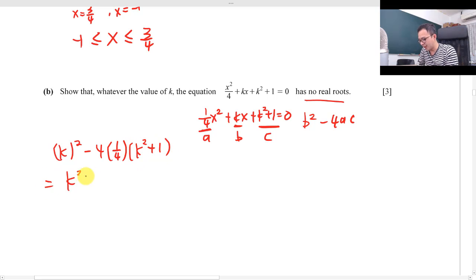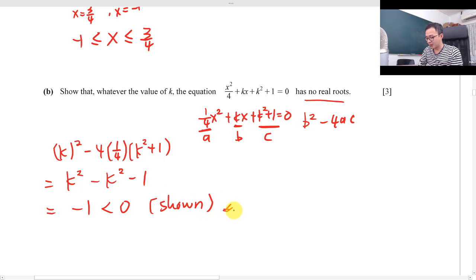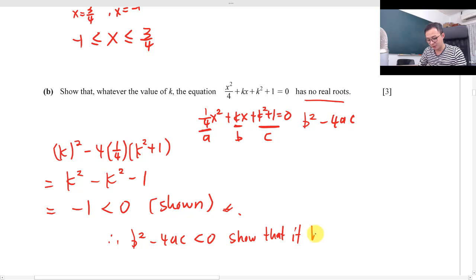So this one equals k squared minus k squared minus 1, which is equal to -1, less than 0. Then I will say shown. Because b squared minus 4ac is less than 0, it has no real root. If you want to write some definition here you can, but normally I will stop at this step.